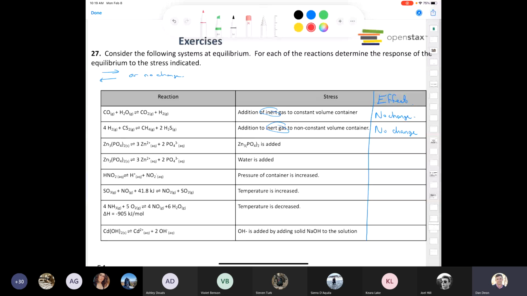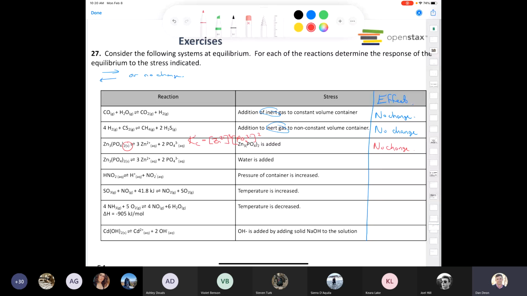No, it's going to give you no change, right? Because zinc phosphate is a solid, right? It's not aqueous, okay? It's a solid, so you're going to have no change there. A solid is not part of the equilibrium expression. If I was to ask you to write a Kc for this, your Kc would be Zn 2 plus to the power of 3 times phosphate to the power of 2, okay? Your zinc phosphate wouldn't even be in there, so it's not going to change anything.